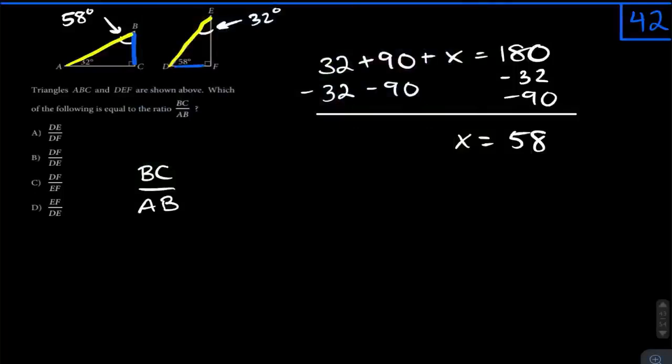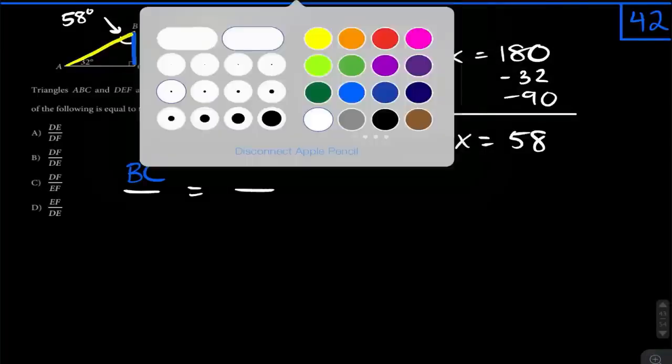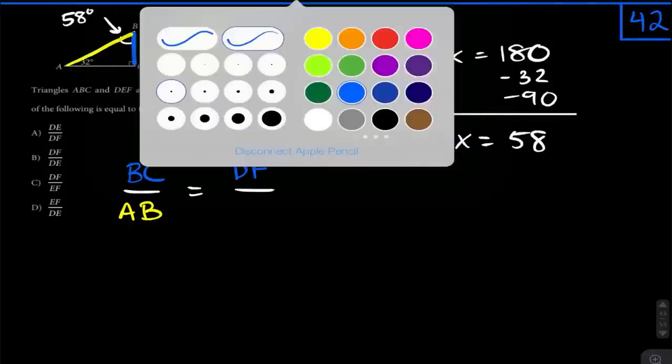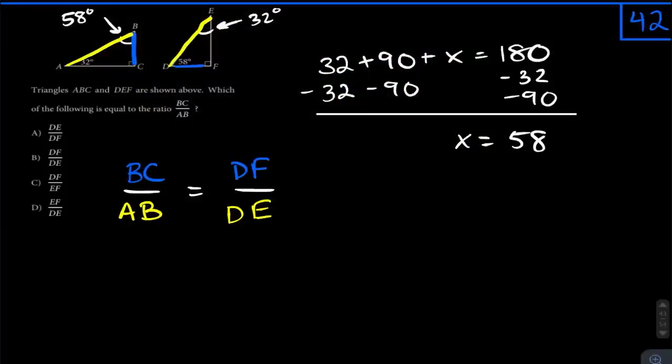And so, if I write this with color, right, BC over AB is going to equal DF over DE, right? We're just using the corresponding parts. And so that right there is going to be your answer for this problem, and that's choice B.